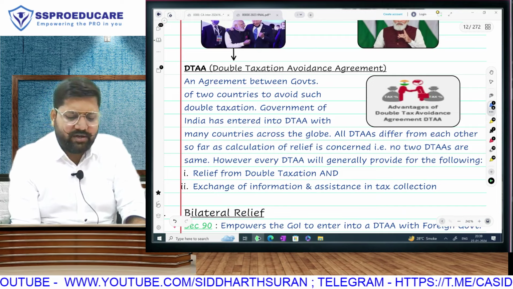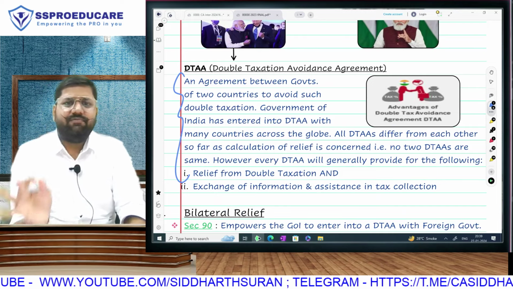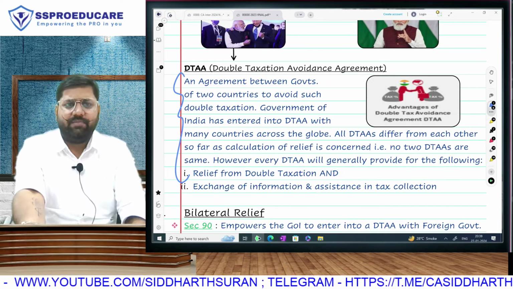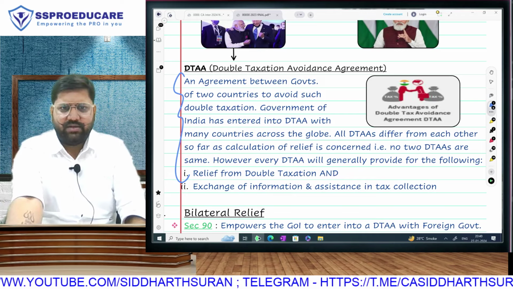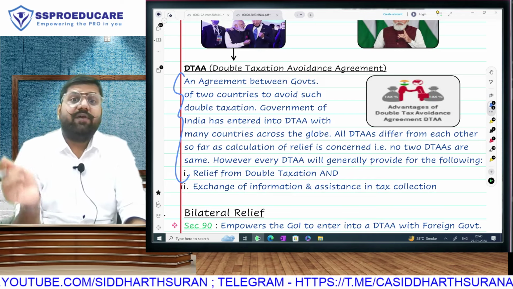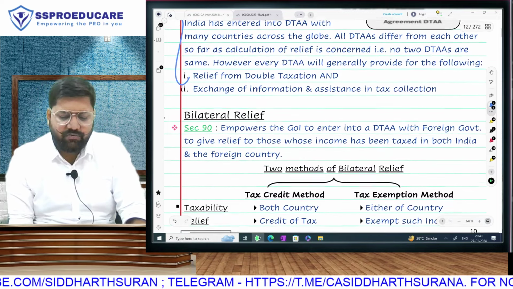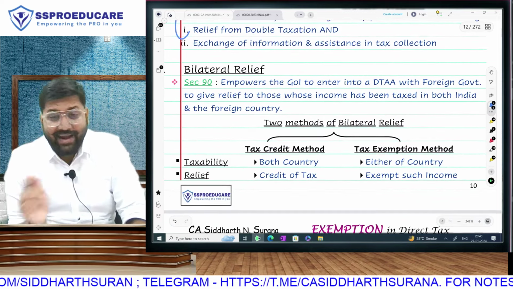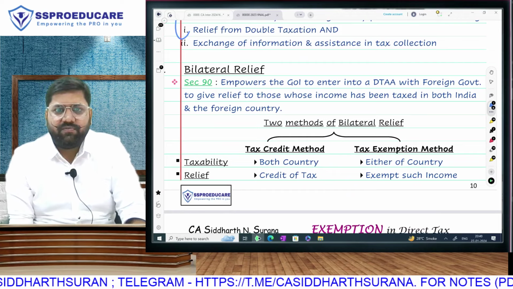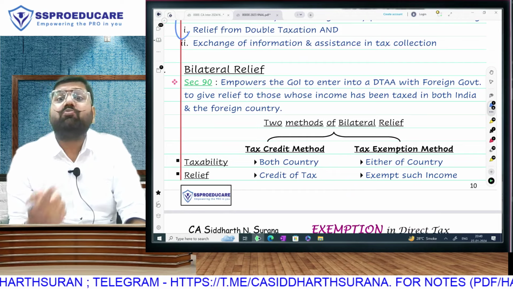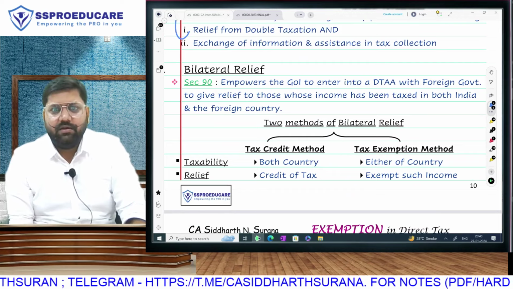A double taxation avoidance agreement, the meaning is written in simple language: when two countries enter into an agreement with each other to provide relief to the assessee from double taxation, that will be called a double taxation avoidance agreement. When we enter into a treaty, we are going to provide bilateral relief. Bilateral means both governments will together provide relief.